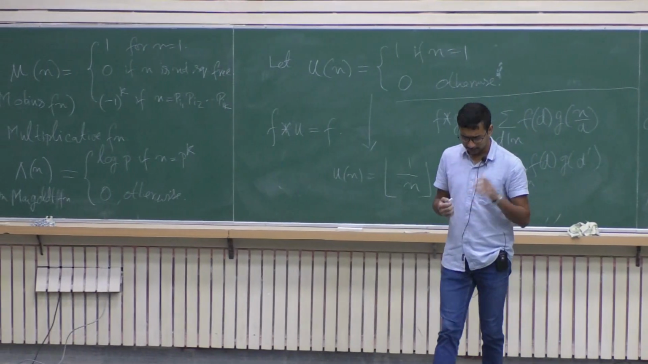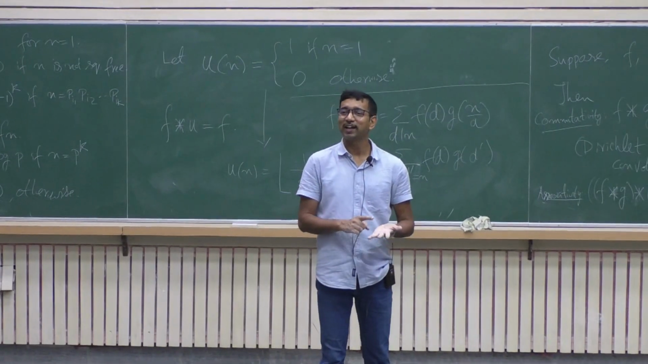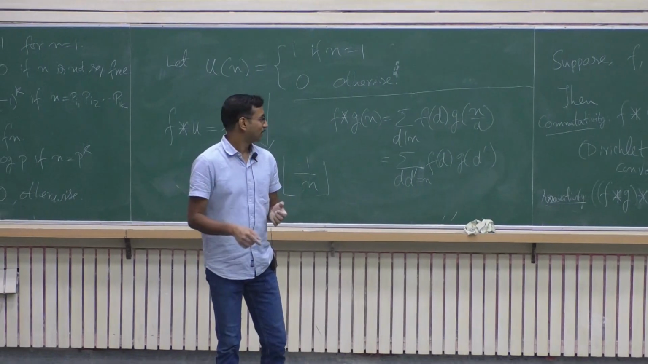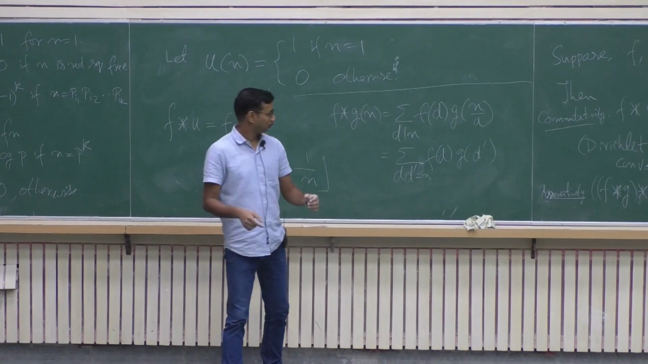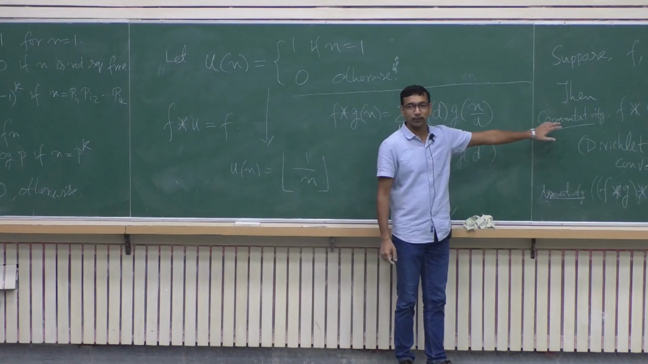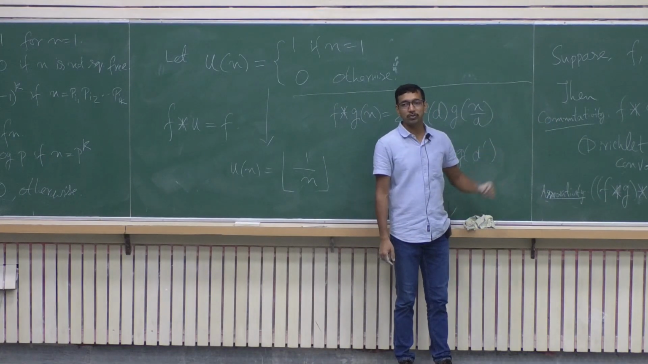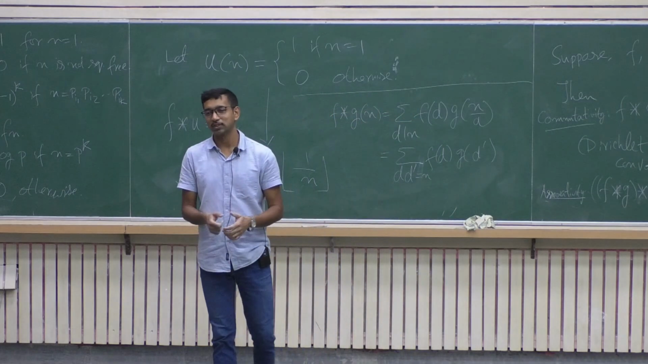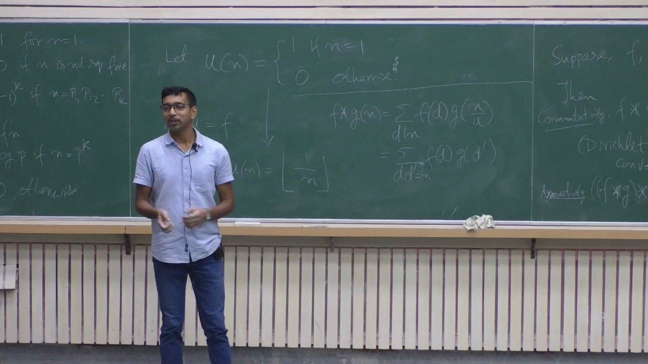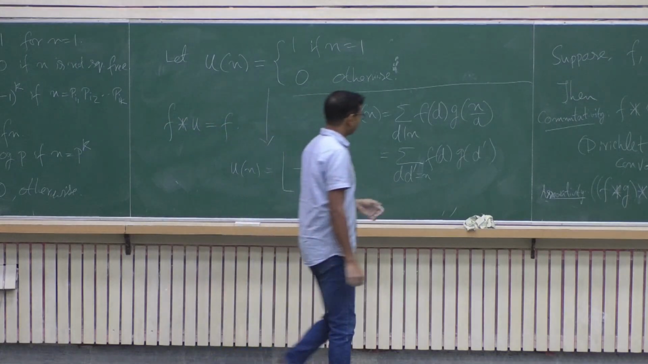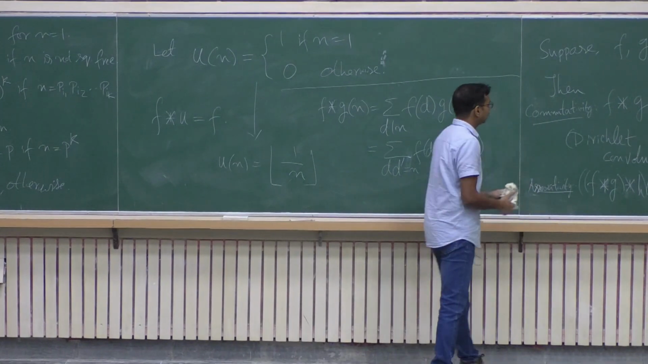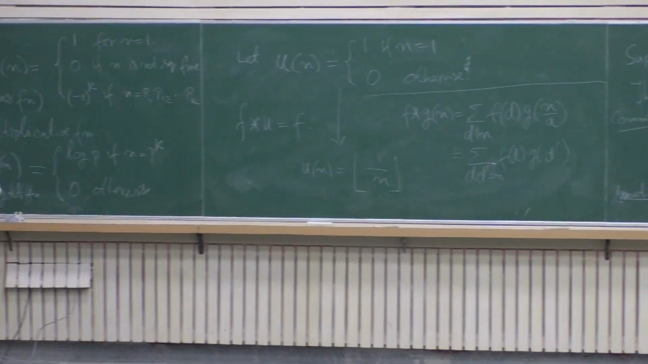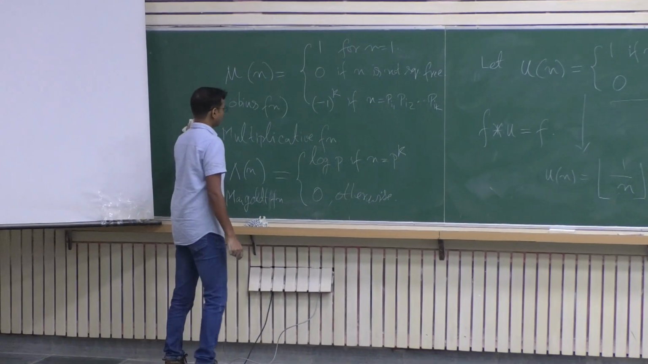So wait a minute. We still have only associativity and identity. We haven't even yet proved the inverse, right? What we are trying to do is show that this convolution gives a group law over some set of arithmetic functions. We'll go into that very soon. But first, consider this one.